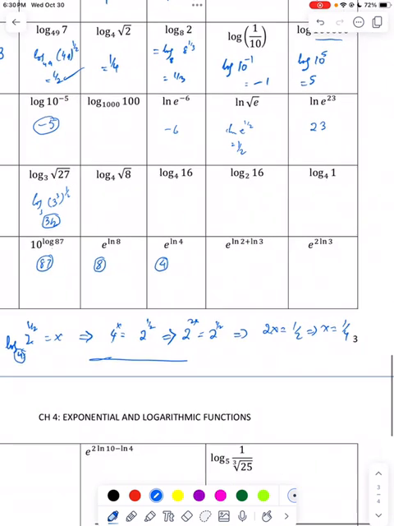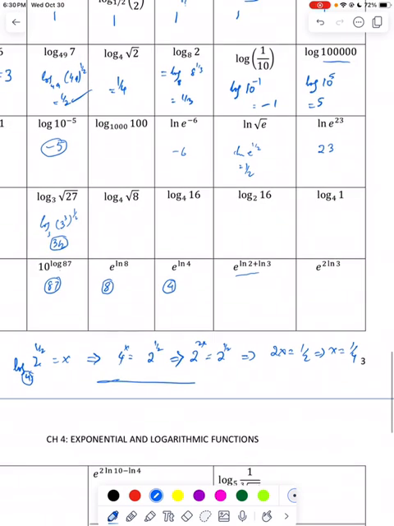Okay, what about this one? The answer will not be ln of 2 plus ln of 3, because remember e to the log base e of a quantity is that quantity, but here we have to split it. So this can be written as e to the ln of 2 times e to the ln of 3. How and why? Because of the exponent rule.